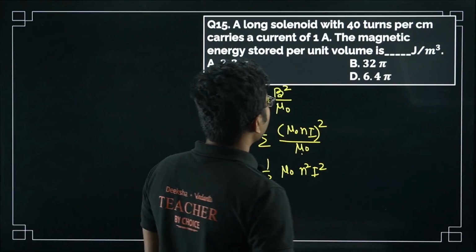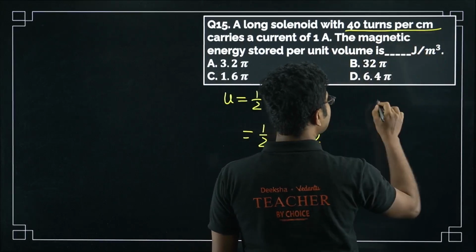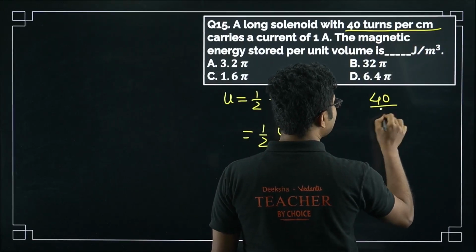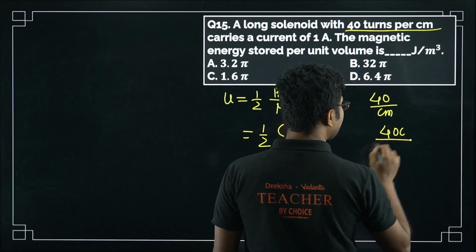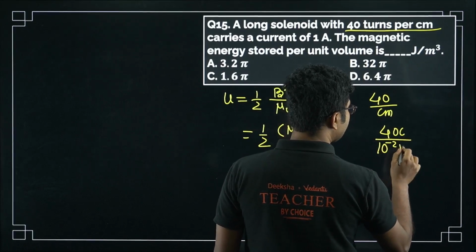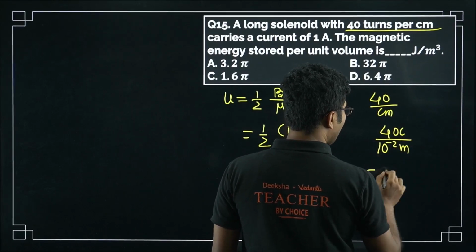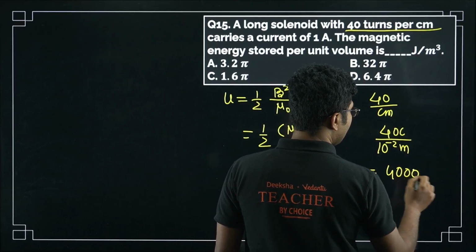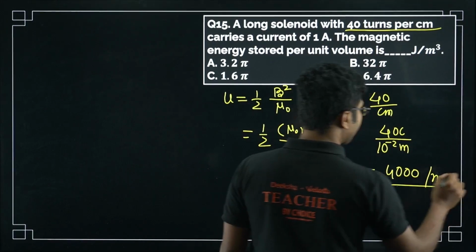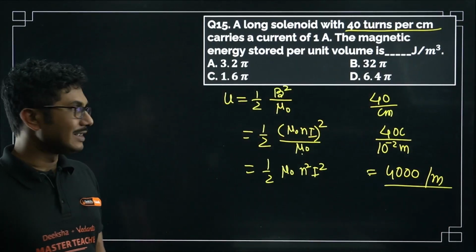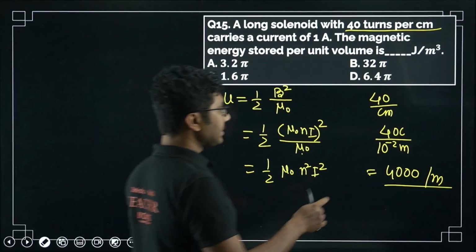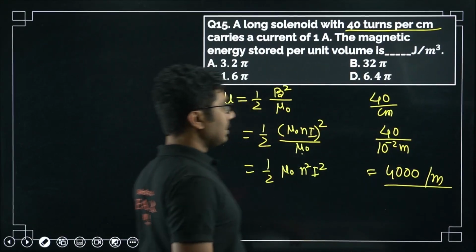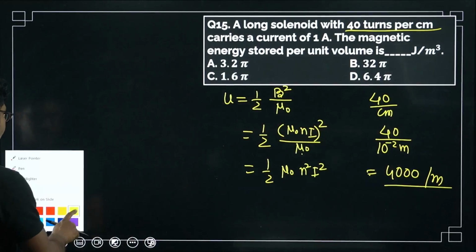Now here 40 turns per centimeter is given. So how can I convert it into meters? To convert it into meters, I have to use 10 to the power of minus 2 meters, or it will become 4000 turns per meter. Per meter means it is in division. So be careful when you are using the term per, it will be in the division, and accordingly you have to adjust the unit. So it will be 4000 turns per meter.